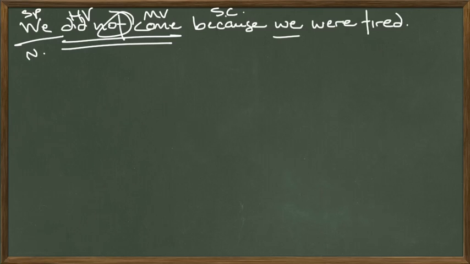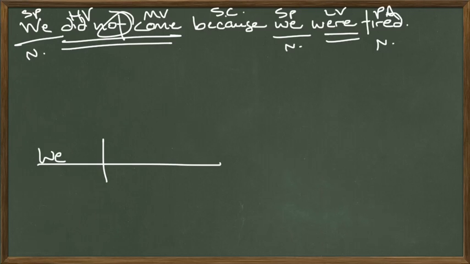Here's why we didn't come. We, subject pronoun. Nominative case. We what? We were. It's a linking verb. We were what? We were tired. Tired describes we. So tired is a predicate adjective and goes into the nominative case. Alright, one last time.